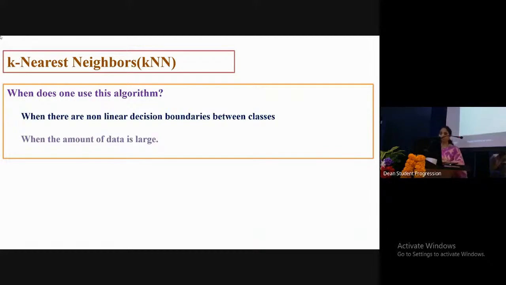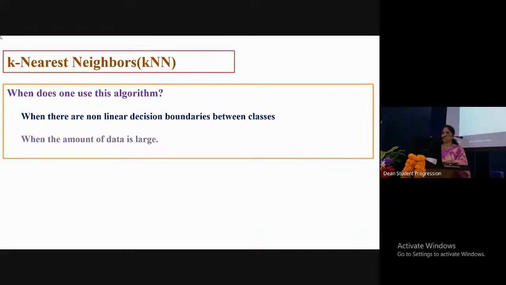Now, when is this particular algorithm very useful? Here there are two things that you need to look at. One is when there are non-linear boundaries between the classes. If you look at SVM, support vector machines, they do a good job with linear cases. Linear is something on a plane where I'm able to divide the tuples belonging to different classes very clearly by drawing a line or a plane between them. If you are able to clearly differentiate by drawing a line, that would come under linear classification.